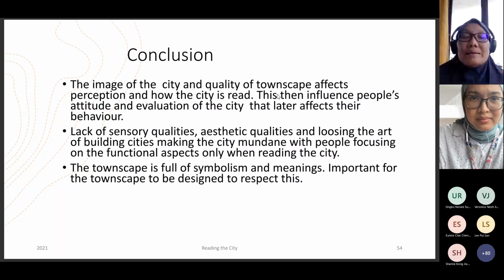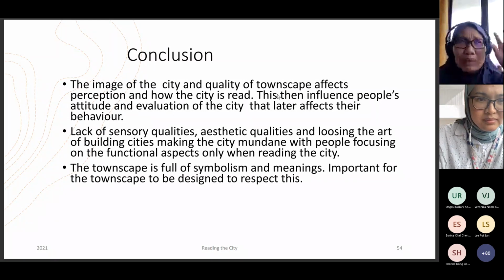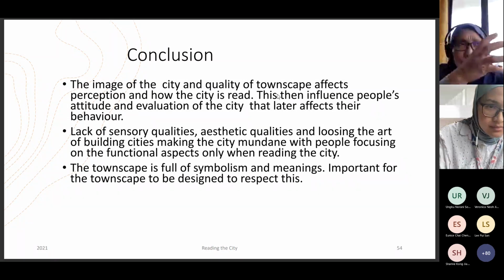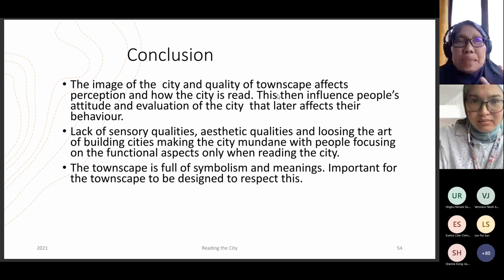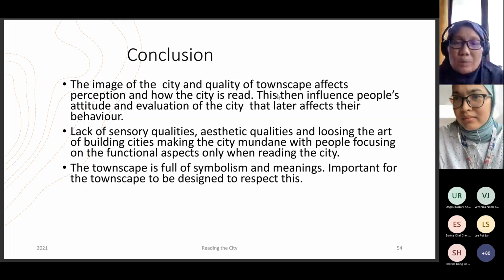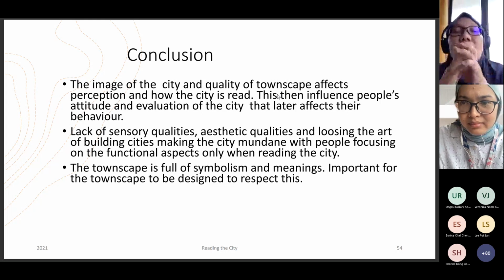And then another thing is that the townscape is full of symbolism and meaning. So it's very important for the townscape to be designed to respect this. Symbolism: when you look at certain places, it's going to send a certain message to people. So you have to understand this aspect of symbolism and meanings. Why certain places are being appreciated, why certain kinds of things are not being appreciated in that society.